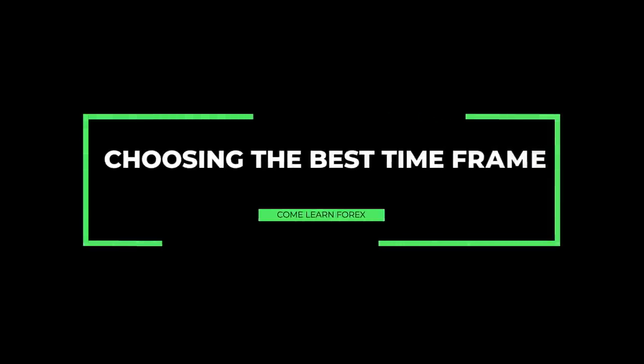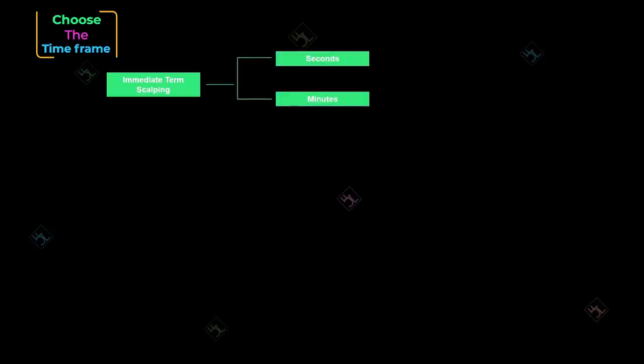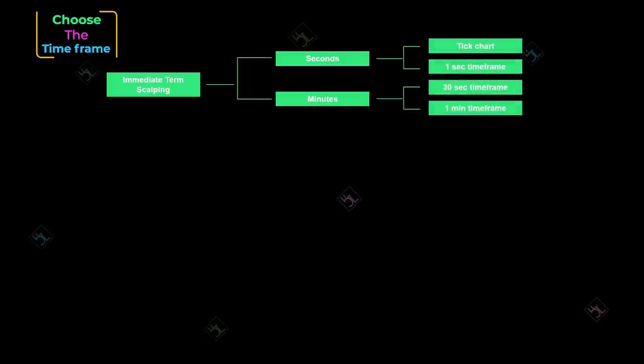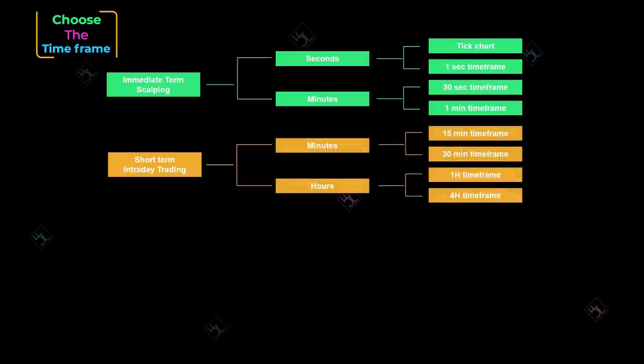Now, let's have a detailed look at how to choose the best timeframe for you. Depending on what type of analysis you want to do, there are many timeframes to choose from. For example, in the immediate term, scalpers could look at the seconds or minute charts, which comprise of ticks, seconds, or the smallest timeframe that's commonly accessible, the 1 minute timeframe. In case you would want to do some short-term intraday trading, your best bet will be looking at the minutes and hours timeframes. This means the 5 to 15 or 30 minute timeframes, or alternatively the 1 or 4 hour timeframes.